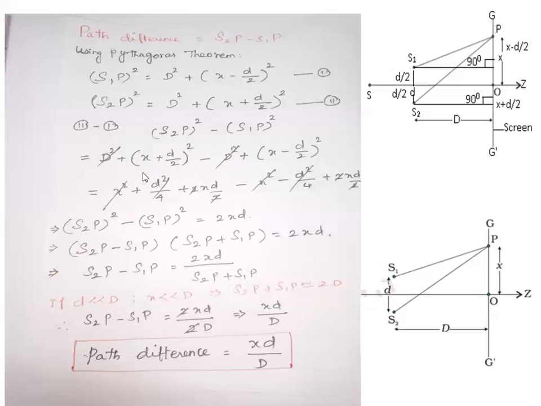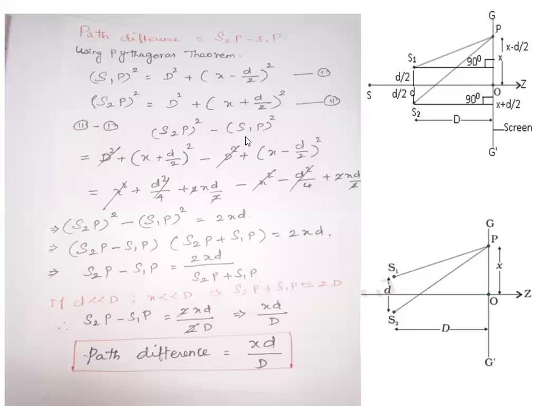What is this? a squared is x squared, b squared is d by 2 the whole square, it will become d squared by 4, plus 2ab, 2 into x into d by 2, right? 2ab. So this 2 and 2 will get cancelled.